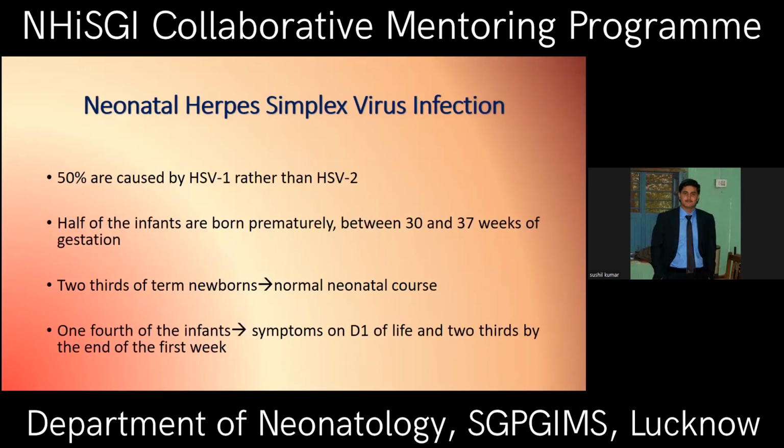The large category of this disease is neonatal herpes virus infection. In the Asian demography, it has been found that the majority of the cases are caused by HSV type 1. Half of these infants are born prematurely, between 30 to 37 weeks of gestation, and two-thirds of the term newborns have a normal neonatal course, that is, they have an infection but do not manifest with disease symptoms. One-fourth of these exposed infants develop symptoms in the first week of life, and two-thirds by the end of the first week.